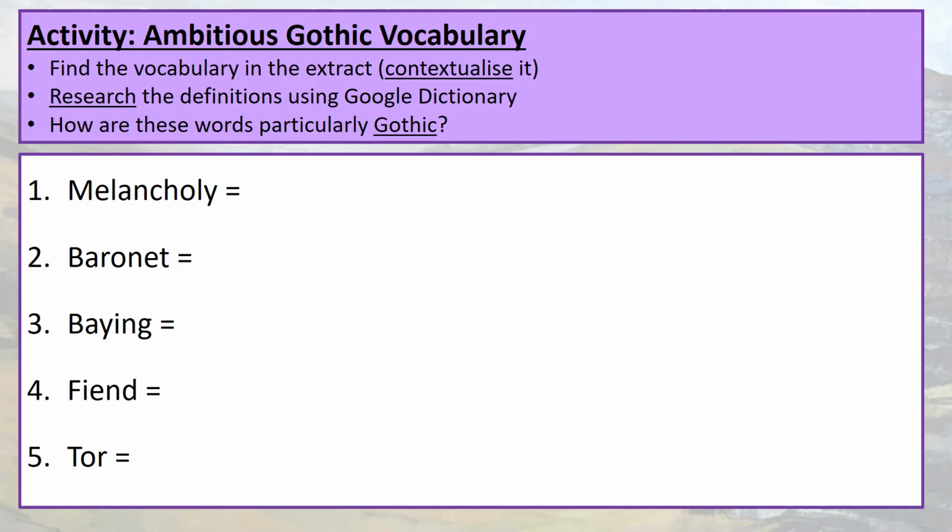And then lastly, I want you to think about, well, what makes these words particularly Gothic? Why would I have chosen these words? Because there are a lot of impressive words in that extract. Why would I have picked these 5 when we're talking about the Gothic? So pause the video now and give yourself about 5 minutes to do this task.